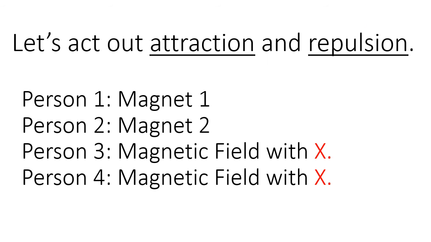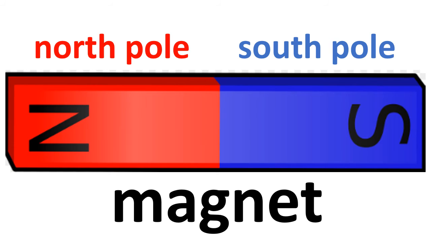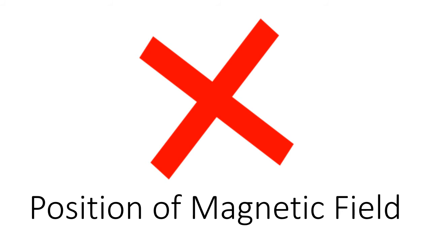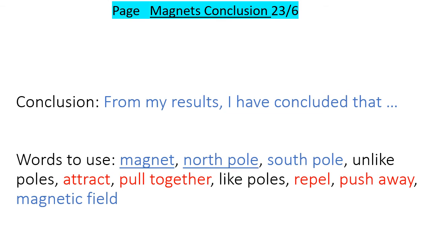So we acted out attraction and repulsion in class. One person represented the magnet. Actually, two people in a group represented a magnet. So we had two magnets. And then we had a person who represented the invisible force, the magnetic field.